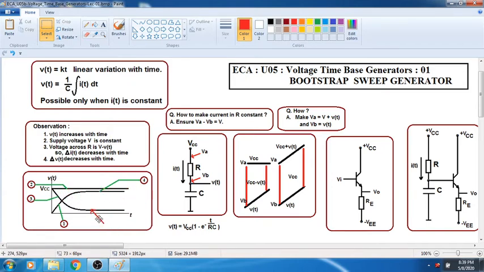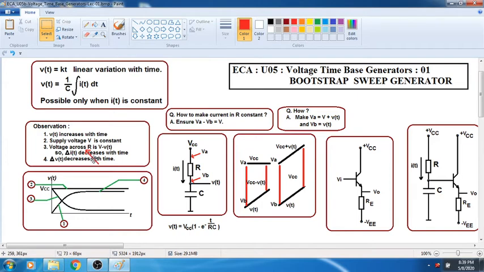The first point is the voltage increases with time. How does it increase? It increases in an exponential manner like this. So it increases fast initially, but the rate of increase will fall as the time increases. So because of this reason, the voltage at one end of the resistor is constant, at the other end of the resistor it is increasing with time.